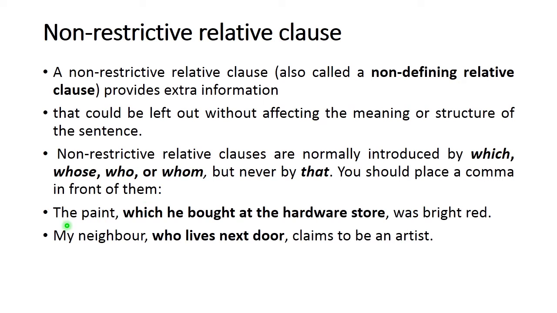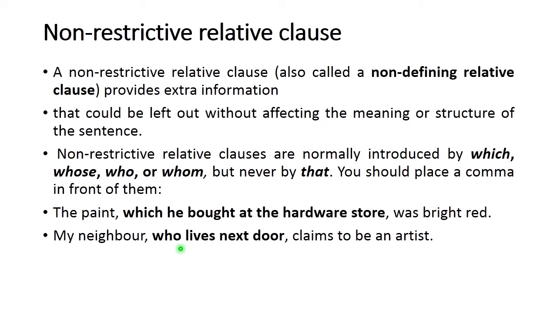For example, the paint which he brought at the hardware store was bright red. So actually the paint was bright red, right? It is one clause, and which he brought at the hardware store is a dependent clause, giving extra information about this part of the sentence.